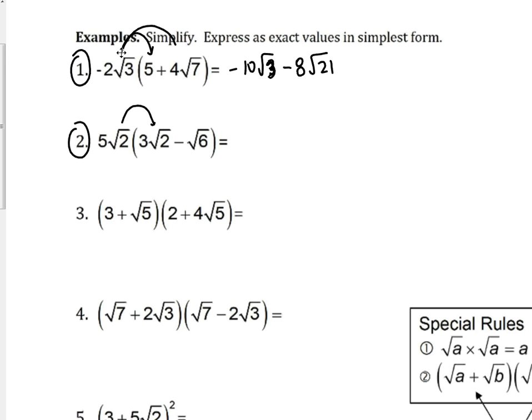5 times 3 is 15. What's root 2 times root 2? You can either write it as root 4 or just times 2, because square root 2 times square root 2 is 2. And if you get into the habit of that, it makes it go quicker.